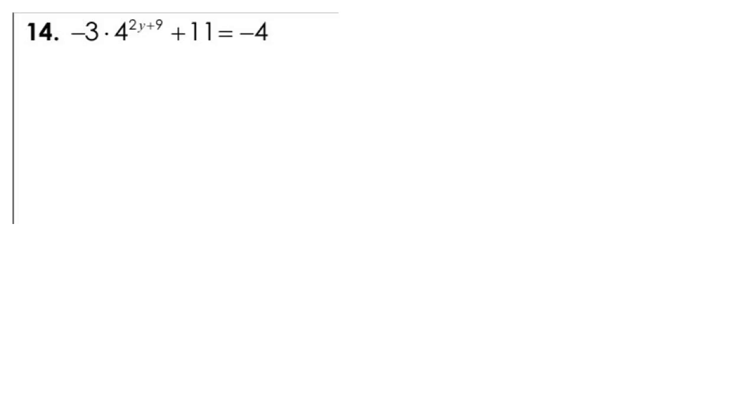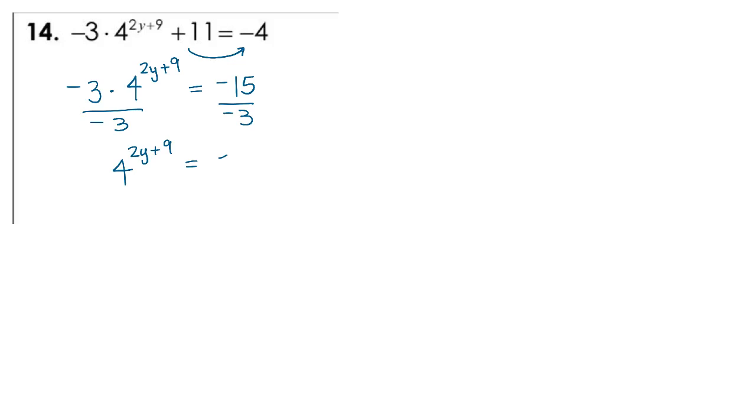And again, we need to do some more rearranging. So with this one, it looks like we need to subtract 11 over. So I have -3 times 4 to the 2y plus 9 equals -15. I'm going to go ahead and divide both sides by -3. And so we're going to have 4 raised to the 2y plus 9 equals +5. Now we're going to do the log of both sides. And so that's going to be, again, what's going to allow us to move our exponent down. Equals log 5.